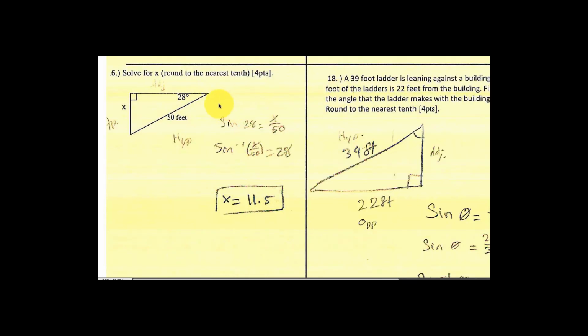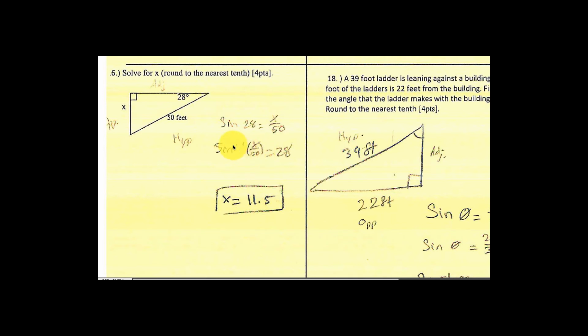Question number 16, solve for x, round to the nearest tenth. Given an angle, label the sides opposite, hypotenuse, adjacent. The student recognized you only have opposite and hypotenuse, so sine of 28 degrees equals x over 50. And then what they did is they switched them, and they put the inverse.